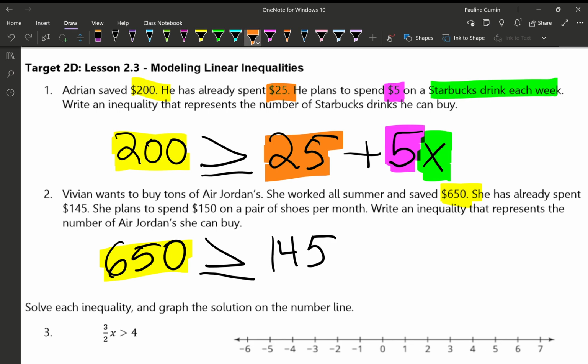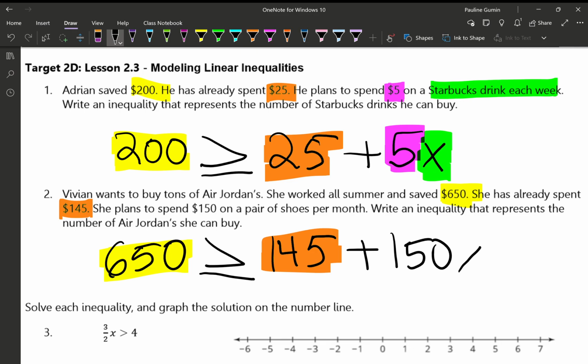Now, she's already spent $145. We can't change that. So we're just going to write down that number. It's spent. She also plans, plus $150 for every month, for every shoe. So $150x for $150 every month. There we go.